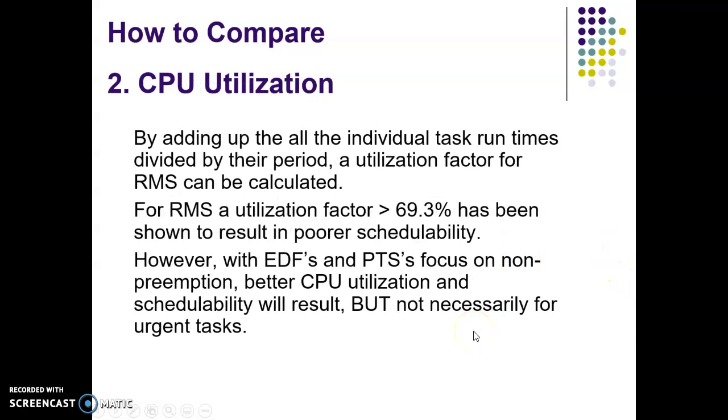CPU utilization. Okay, if you add up all the individual runtimes and divide by their period, a utilization factor can be calculated. For RMS, a utilization factor greater than 69.3% has been shown to result in poor schedulability. However, EDF and PTS, with their focus on non-preemption, give better CPU utilization and schedulability results, but not necessarily for urgent tasks. That's a key point.